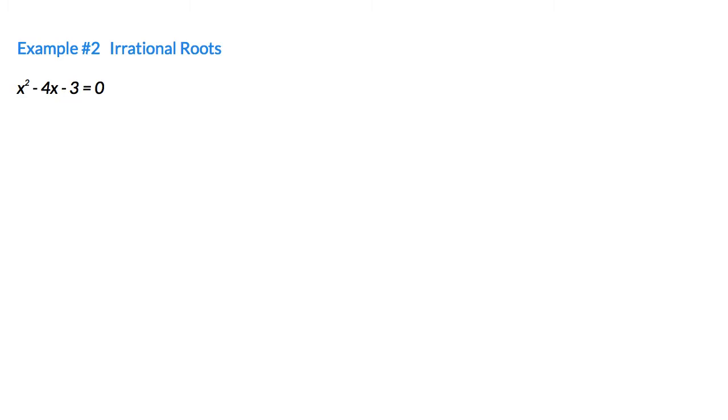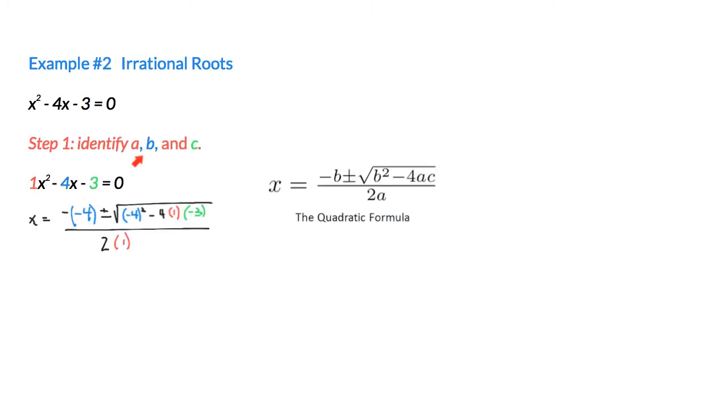Let's take x squared minus 4x minus 3. Now identify a, b, and c. So we get a is equal to 1, b is negative 4, and c is negative 3. Let's plug them into the equation.